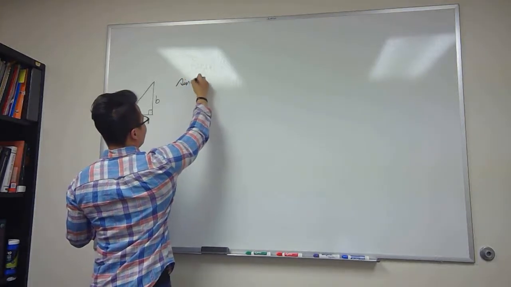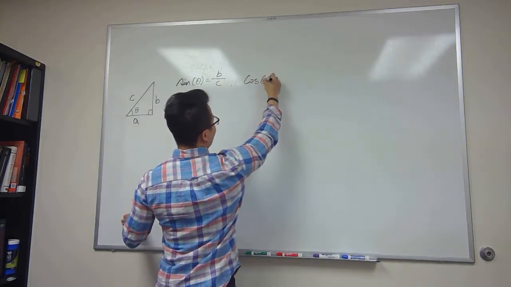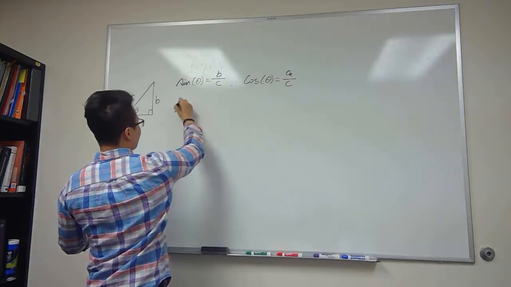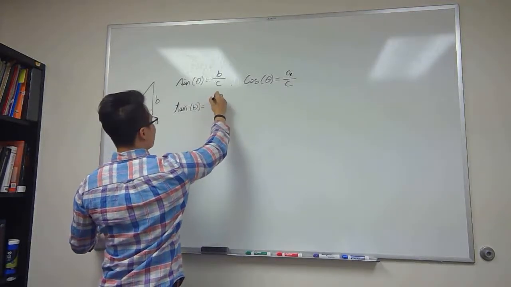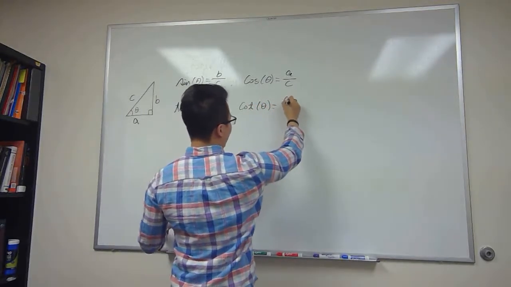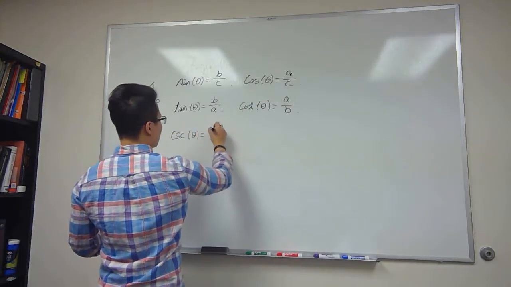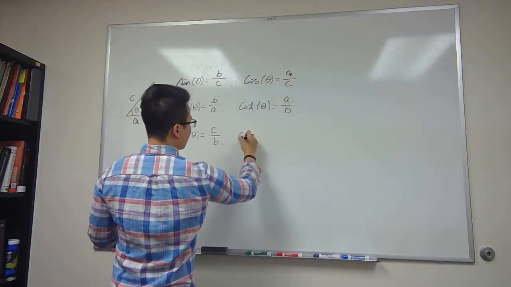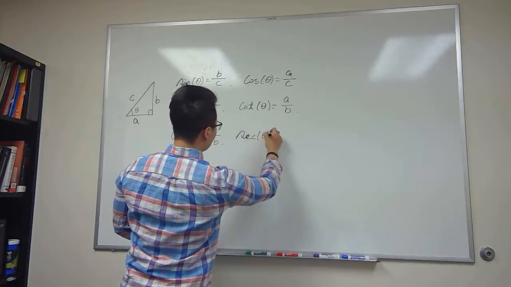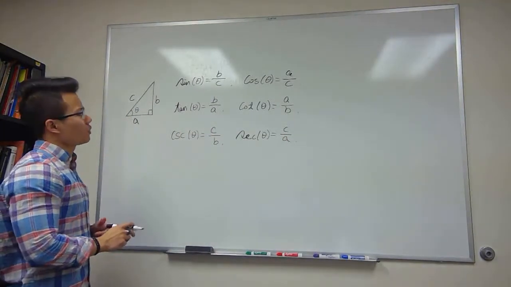So sine of theta is equal to B over C, and cosine of theta is equal to A over C, and we have tangent of theta equal to B over A, and cotangent of theta equal to A over B, and we have cosecant theta equal to C over B, and secant of theta equal to C over A. Okay, so we have the 6 trigonometry functions here.